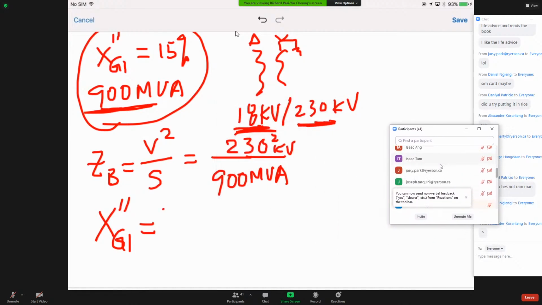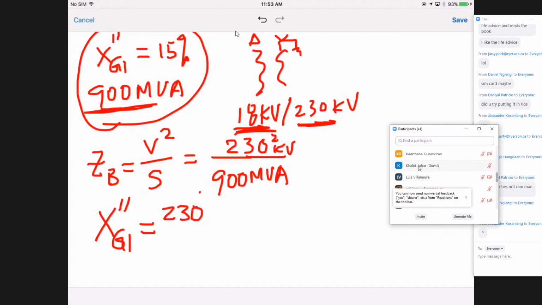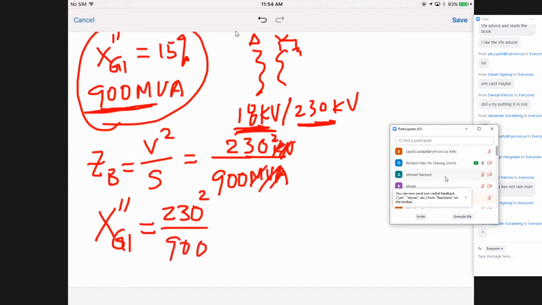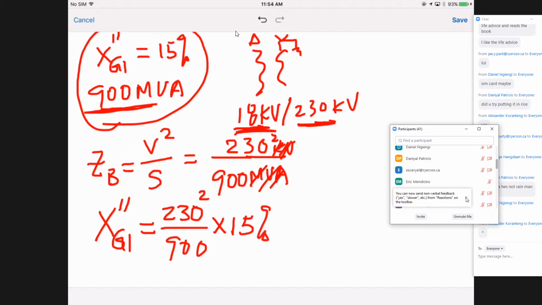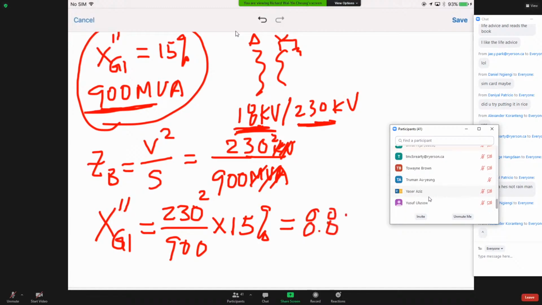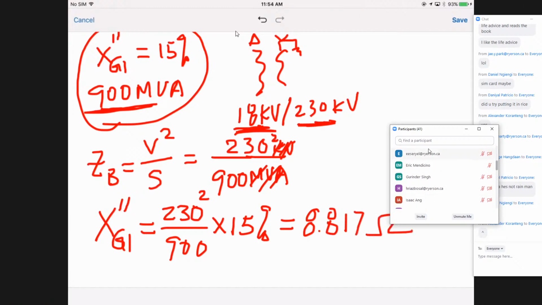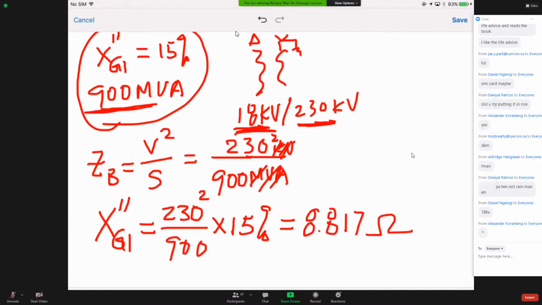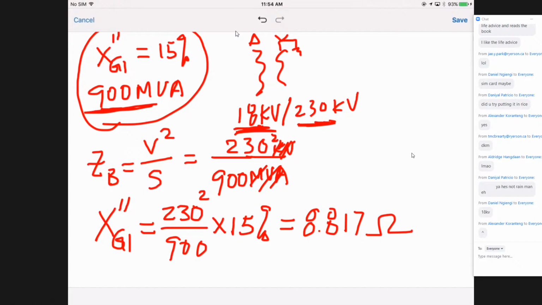Okay, so you put the base, and the kV squared over MVA, so the unit cancels, divided by 900, and multiplied by 15%. Okay, and it will be equal to, for my case, 8.817 ohm. So you do the same thing for others. Now change the base, and it should not be a problem for you now.